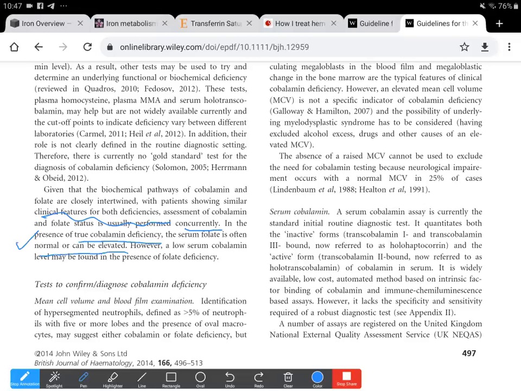There is some correlation between these two values that we will go into detail on afterwards. But when folate is low, cobalamin is mostly also low, except in very rare conditions. In true cobalamin deficiency, the serum folate is often normal or can be elevated, which is because of the folate trapping. However, a low serum cobalamin level may be found in the presence of folate deficiency. Wherever there is folate deficiency, there is usually a low serum cobalamin level, but this is not the case with true cobalamin deficiency, where it can be normal and can even be elevated.